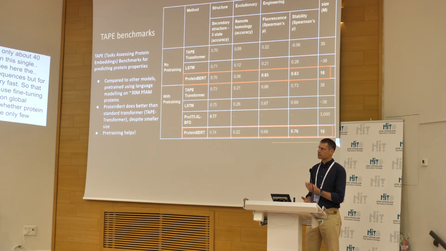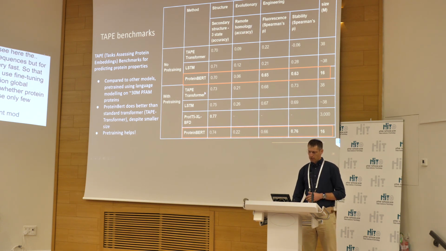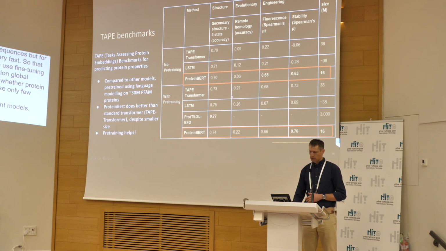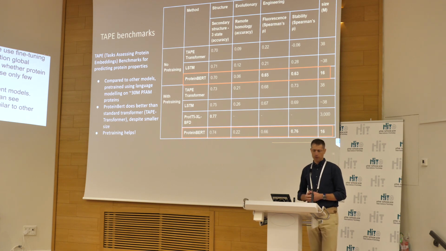So in the rows you can see different models. In the columns are different tasks. And marked in red is ProteinBERT, which is our model. So you can see that the performance of our model is very similar to other models. For some tasks, it outperforms. For other tasks, it's similar to the other models.